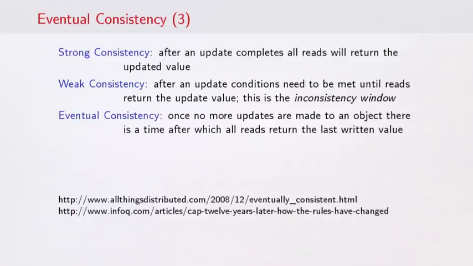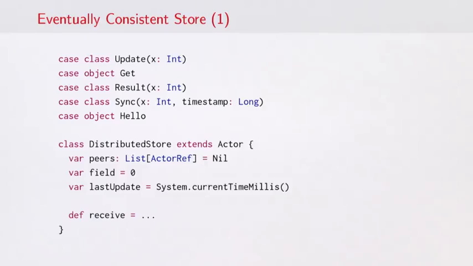Eventual consistency is a special kind of weak consistency. First of all, it takes a while until all reads return a consistent value. And second, this only really works once the system becomes quiescent, so once the updates stop. And then, after a while, once everyone has communicated the new value, then everyone is on the same page, and consistency will be achieved. Let us try this out with a simple actor.